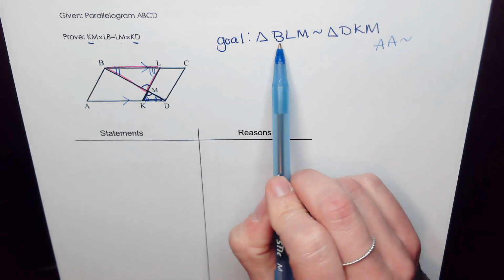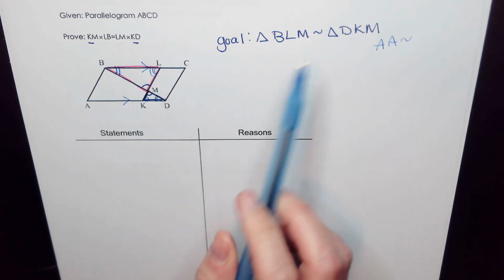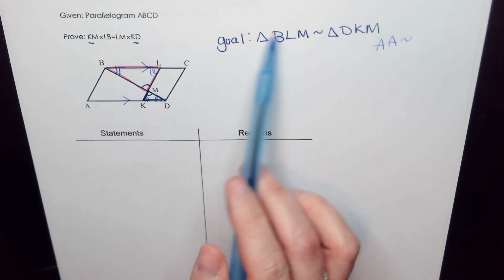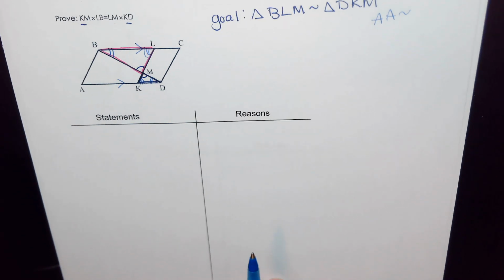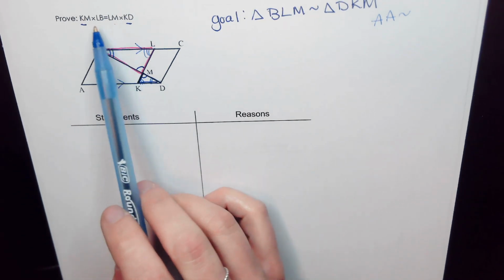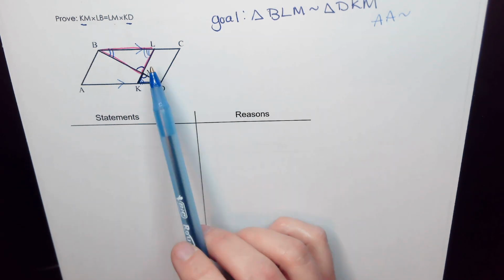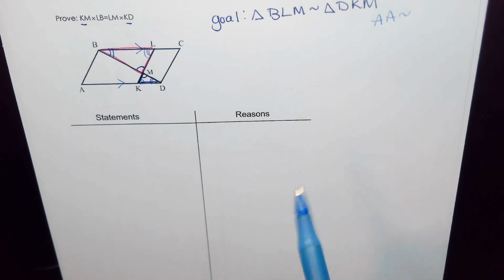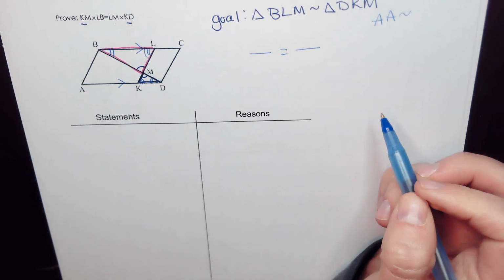Also, I'm going to double check my statement here. So B should match up with D, L with K, and M with M. So it looks like we guessed correctly, but just want to double check that, of course. All right, so now let's talk about how we possibly are going to get to this. So first of all, we found similar triangles. Once we have similar triangles, we want to know that our corresponding sides are in proportion.